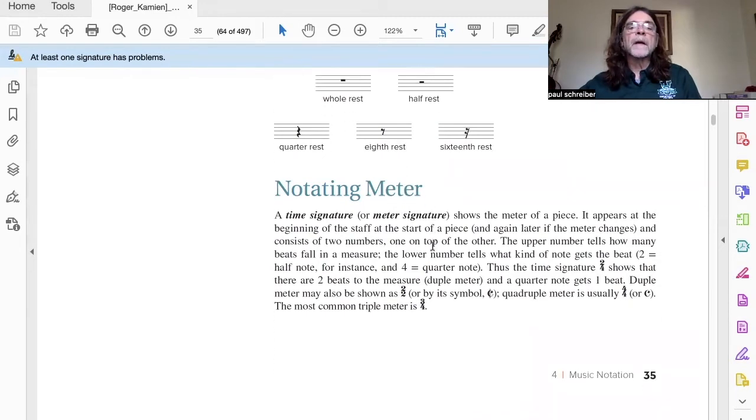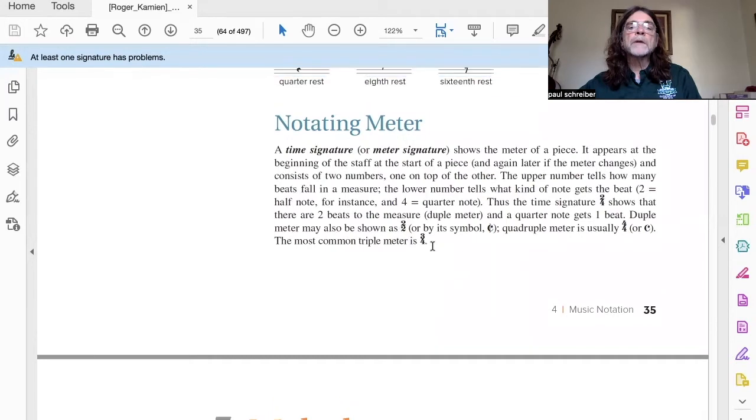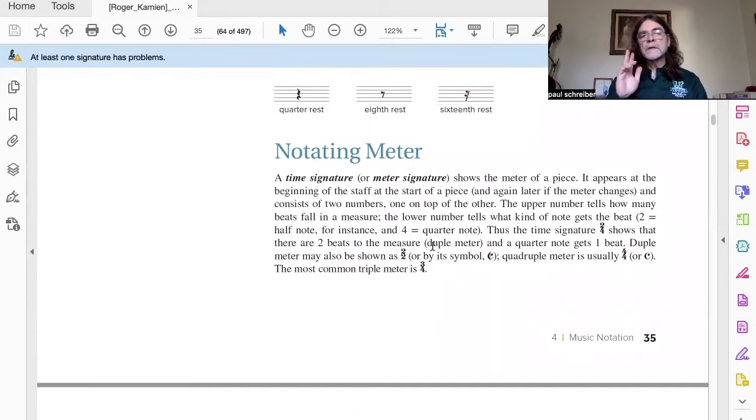Notating meter, all right? So we already learned that meter is basically 2, 3, and 4. 1, 2, 1, 2, that's 2. And 3, 1, 2, 3, 1, 2, 3. And 4 is 1, 2, 3, 4, 1, 2, 3, 4. Okay, the difference between 2, 1, 2, 1, 2, and 1, 2, 3, 4 is really hard to recognize, okay? But the difference between 3 and 4 is much more obvious because 1, 2, 3, 1, 2, 3.